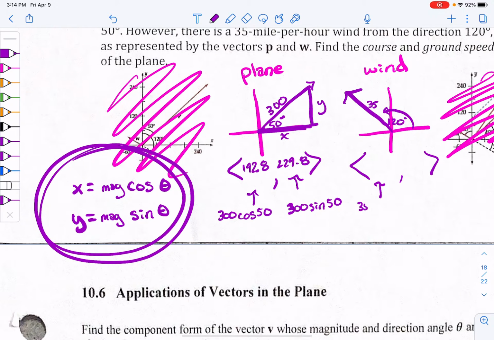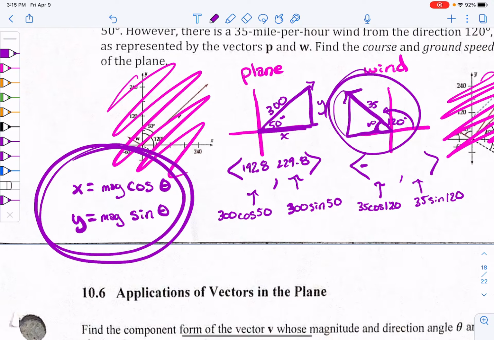The magnitude is 35, so I do 35 cosine of 120, and 35 sine of 120. Now that might be a little confusing because if you make this into a triangle, the angle is not actually 120. It would be 60 degrees because you subtract from 180. But if you leave it as 120, it will give you the correct sign here. Cosine of 120 is going to be a negative number, and that reflects that it's in the second quadrant. If you just use 60 degrees, it will be the same value, but it will not give you the negative number. So go ahead and leave it as 120.